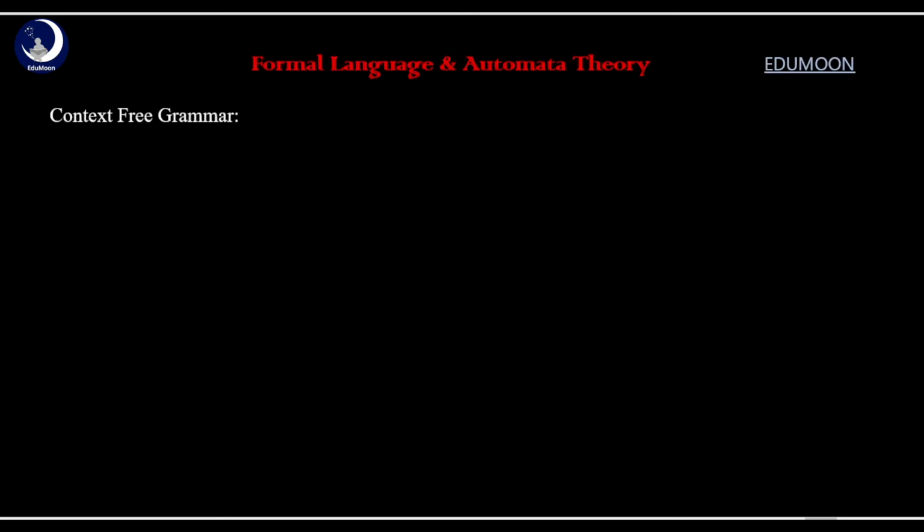So today in this video, we'll discuss context-free grammar, which is also called CFG in short form. This is a type 2 grammar, which we earlier discussed in the Chomsky hierarchy in the first video of this playlist. The production rules in CFG are like alpha tends to beta.